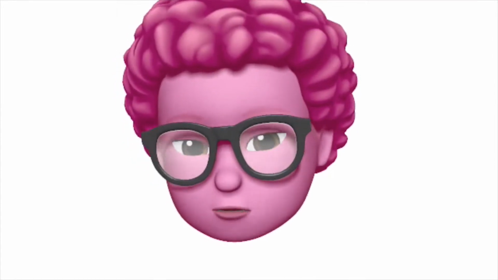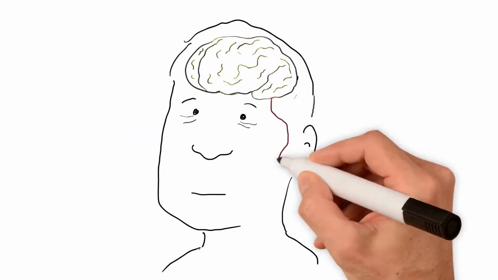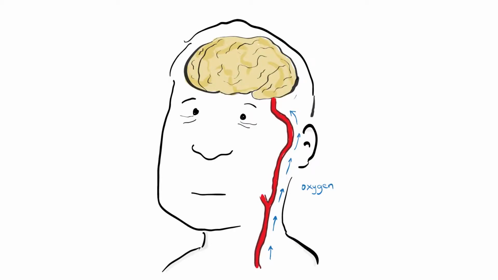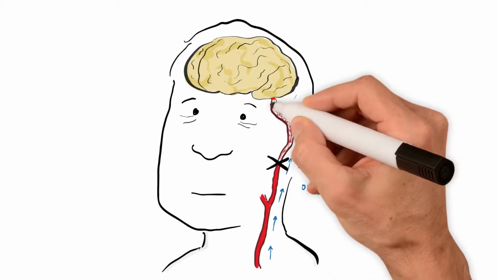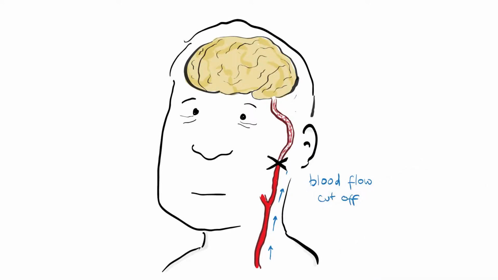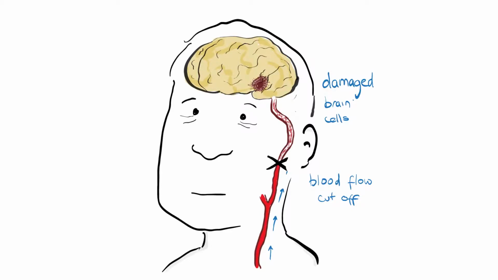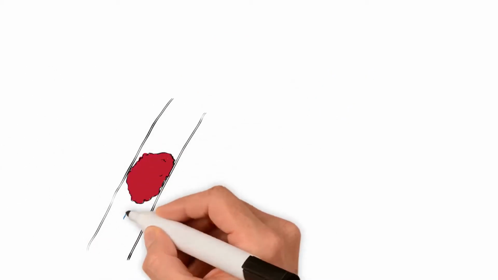First things first, what even is an embolic stroke? The brain, like all parts of the body, needs oxygen, which it gets from the blood. A stroke is a medical emergency that occurs when blood flow to the brain is cut off. When brain cells are starved of oxygen, they become damaged. Strokes are put into two categories depending on the problem within the blood vessels providing oxygenated blood to the brain.